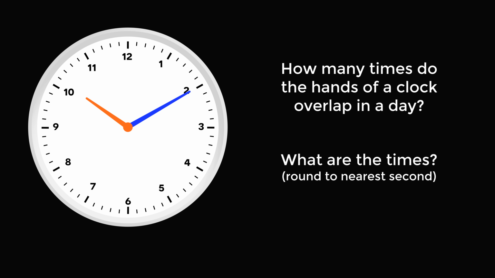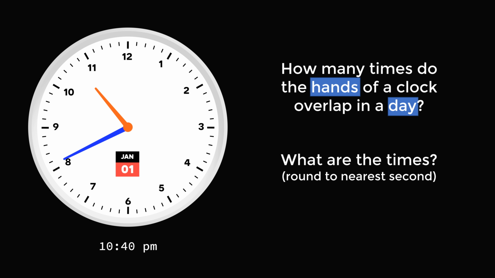In order to answer this question, we need to have a few definitions. The hands of a clock will typically refer to the minute and hour hands. Then, a day will typically begin at 12 midnight. So imagine it's January 1st and we're at 11 p.m. As we advance 1 hour, it's going to be January 1st until we strike midnight, and then it will be January 2nd. So we want to count starting at midnight, but not including the next midnight.